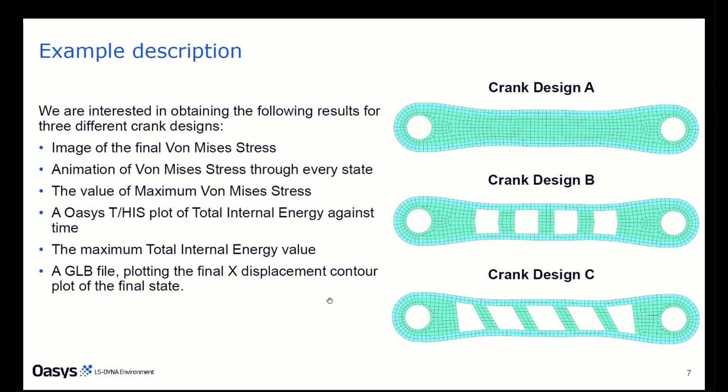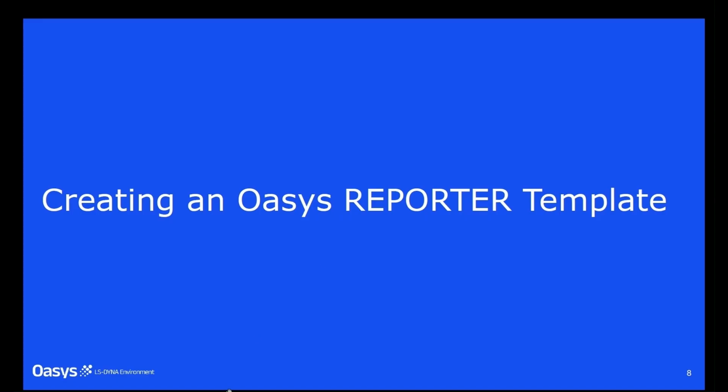What we've done is run this Ansys LS-DYNA simulation on 3 different crank designs. We're basically interested in a list of different metrics. We are going to use crank design A to start creating a reporter template. From there, we're going to save out this reporter template and then use it for both crank design B and crank design C so that we can automate the post-processing of those models as well. So without further ado, I'm going to now jump into the reporter so that we can work through this workshop together.